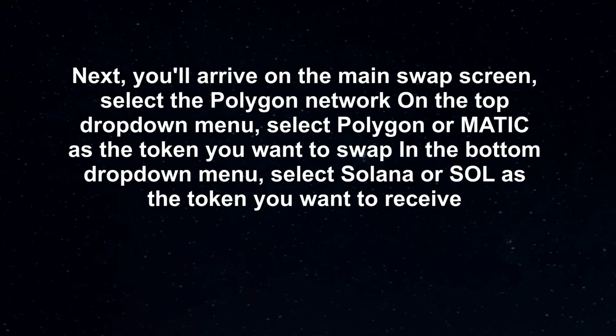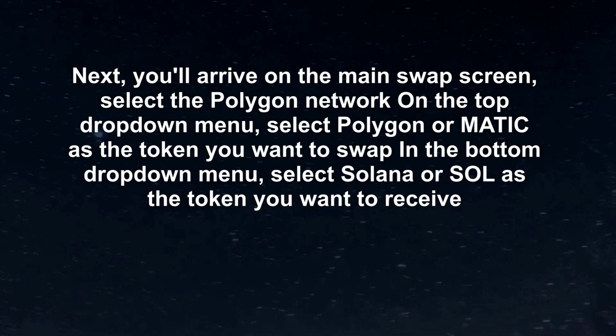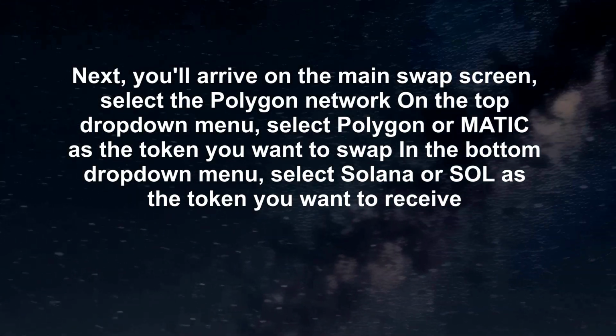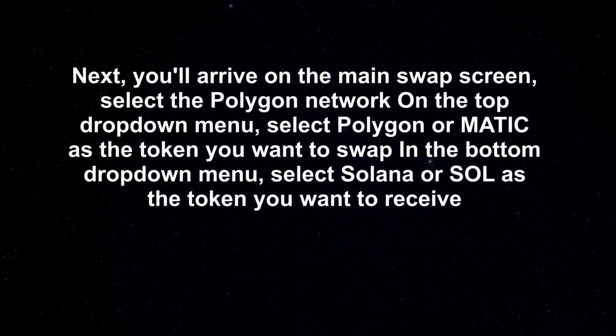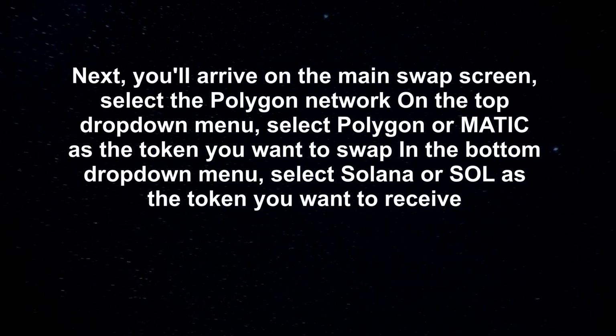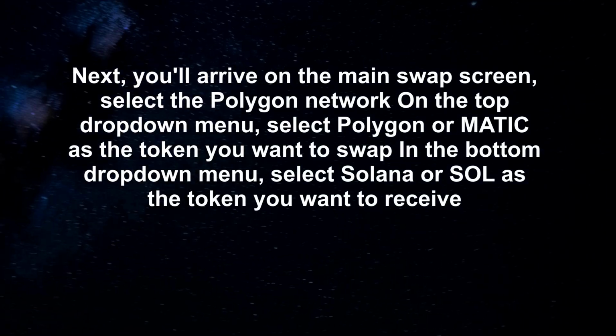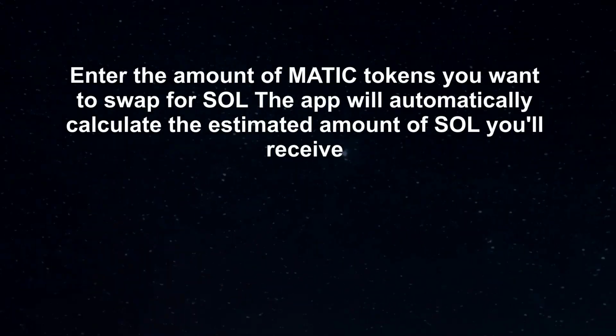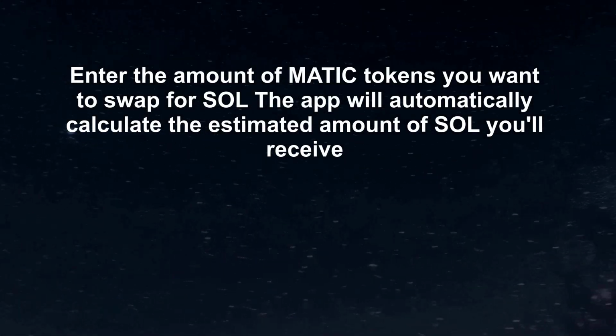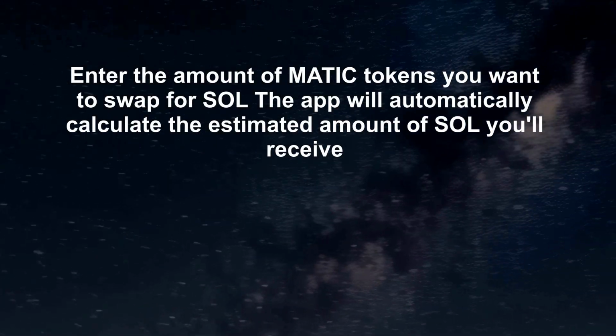Next, you'll arrive on the main swap screen. Select the Polygon network on the top drop-down menu. Select Polygon or MATIC as the token you want to swap in the bottom drop-down menu. Select Solana or SOL as the token you want to receive. Enter the amount of MATIC tokens you want to swap for SOL. The app will automatically calculate the estimated amount of SOL you'll receive.